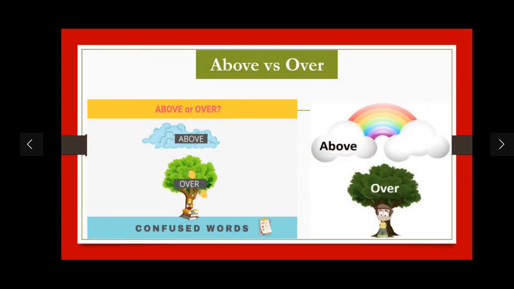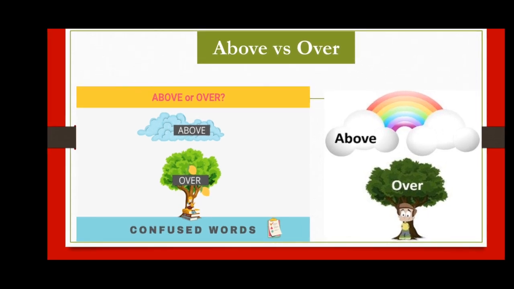First, we will talk about these two prepositions. One is above and one is over. So what is the difference between above and over? Now, these two prepositions are used when we talk about something being higher than something else. You can see that the tree is higher than this person, and the clouds are also higher than this person. So it means that we use over and we use above when something is higher than something else, right?